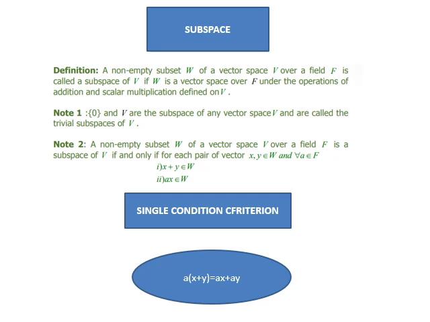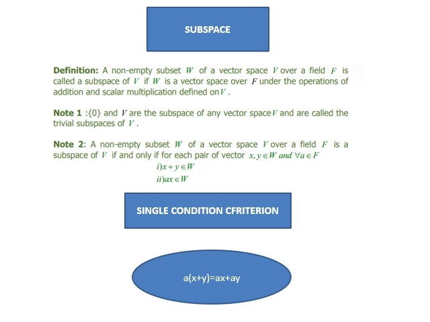But if you take the zero space and V by itself, V itself is a subspace of itself, and the singleton 0 is also a subspace of V. We call these two the trivial subspaces.